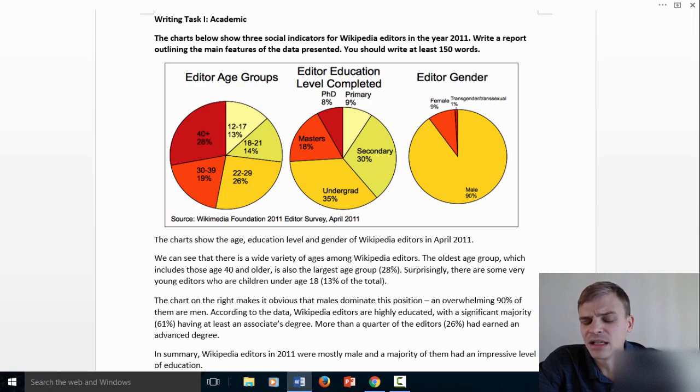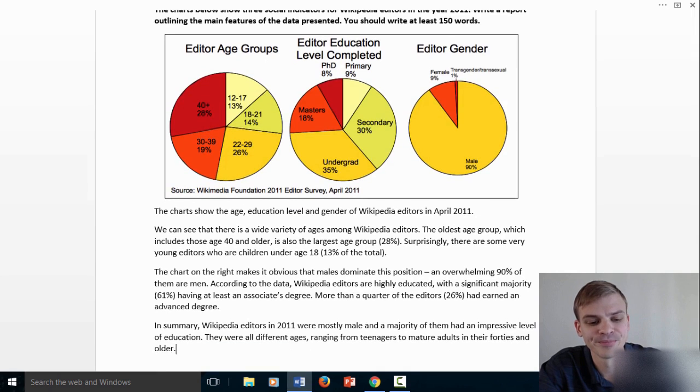But also there was a lot of variety, so we could finish off with they were all different ages. Ranging from teenagers to mature adults in their 40s and older.